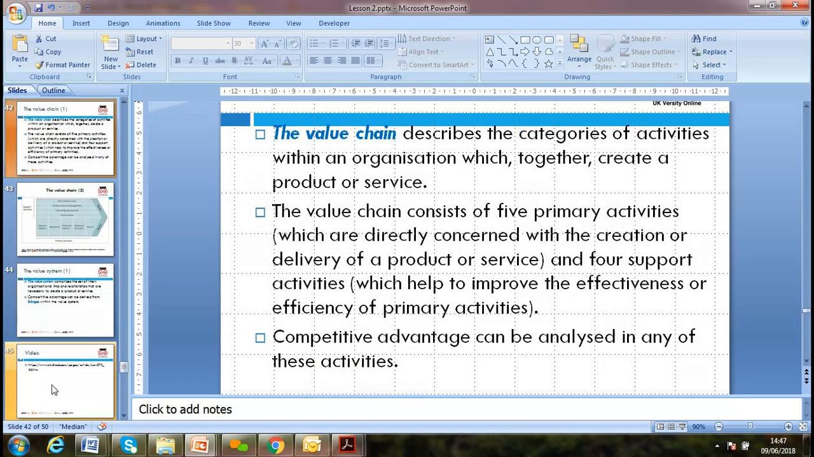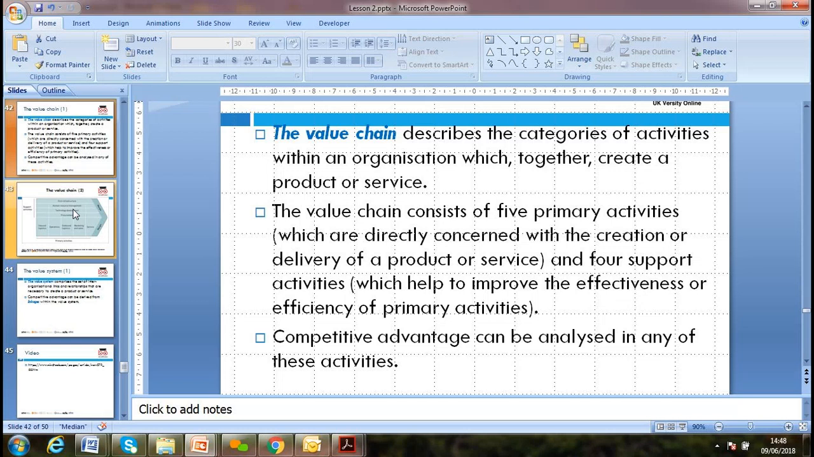Okay, the next model we are looking at is called the value chain. Value can change from one hand to another, from one place to another. Maybe oil prices are very low in Saudi Arabia, but the value changes when the oil moves to a different part of the world. As an organization, we can change the value of a product.